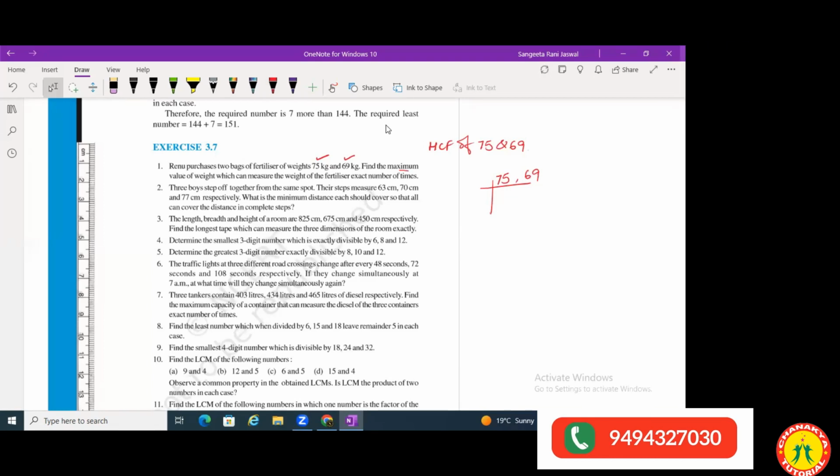Now I can see that both these numbers, you do.